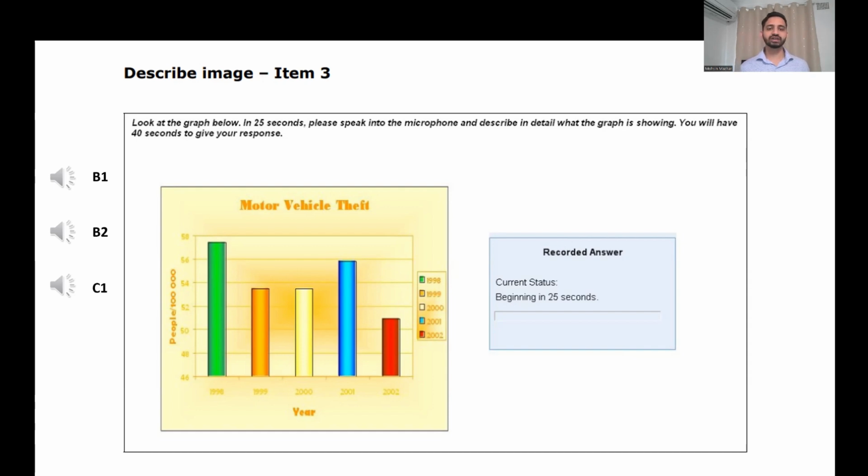All right, I hope you had a chance to do this exercise on your own. Let's listen to B1 response straight away.